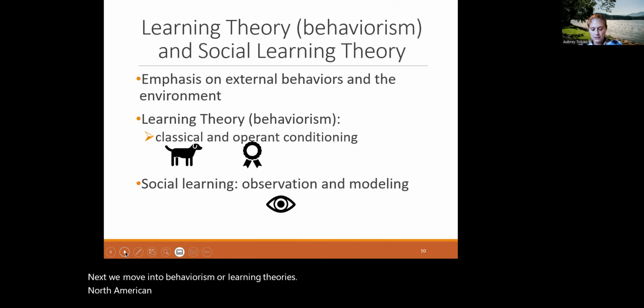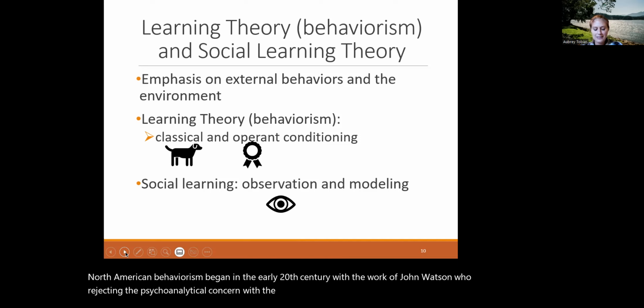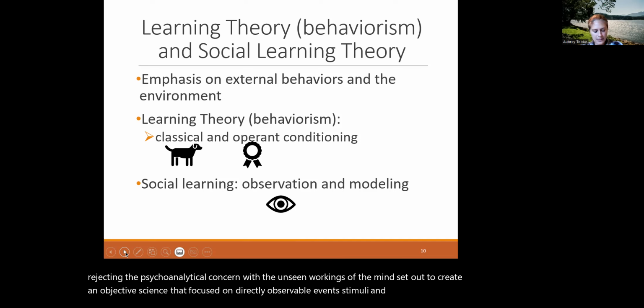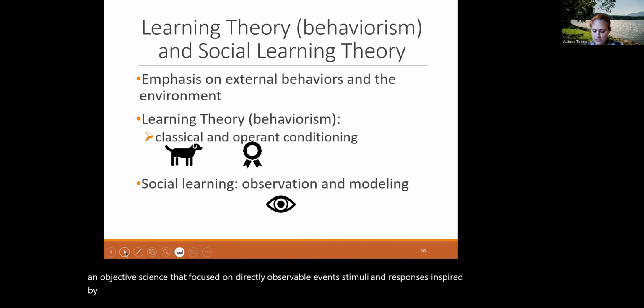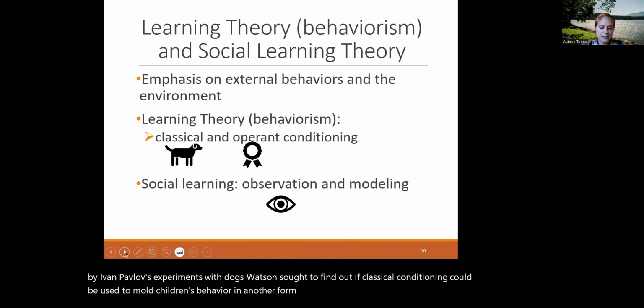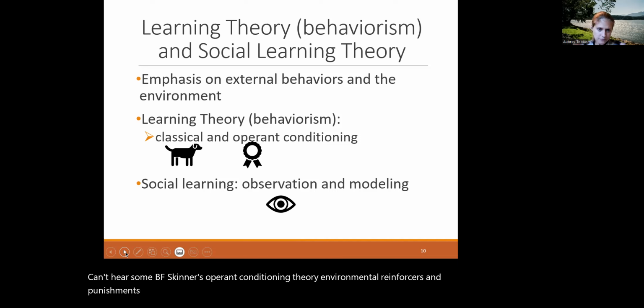North American behaviorism began in the early 20th century with the work of John Watson, who, rejecting the psychoanalytical concern with the unseen workings of the mind, set out to create an objective science that focused on directly observable events, stimuli, and responses. Inspired by Ivan Pavlov's experiments with dogs, Watson sought to find out if classical conditioning could be used to mold children's behavior. In another form of behaviorism, B.F. Skinner's operant conditioning theory, environmental reinforcers and punishments determine behavior. So if you're familiar with traditional learning theory or behaviorism, this is referring to classical and operant conditioning.